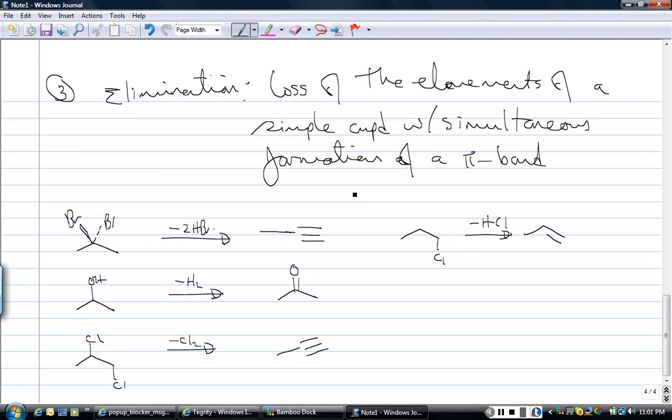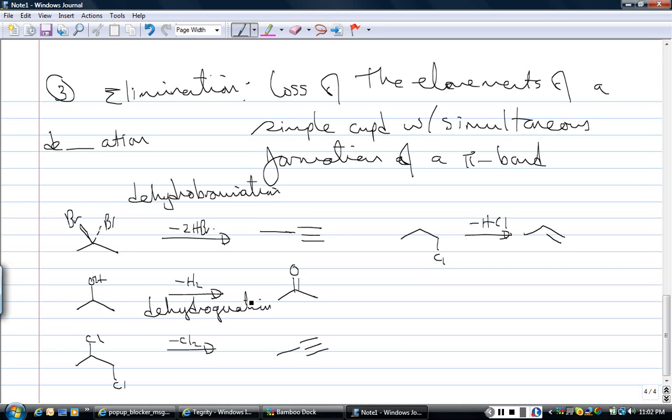So these elimination reactions are referred to as de-something-ation. So additions are something-ation, eliminations are the opposite, so de-something-ation. So this one I'd call a dehydrobromination. This one I'd call a dehydrogenation.